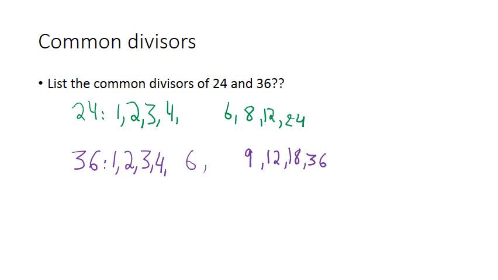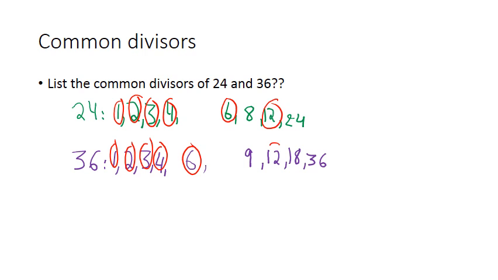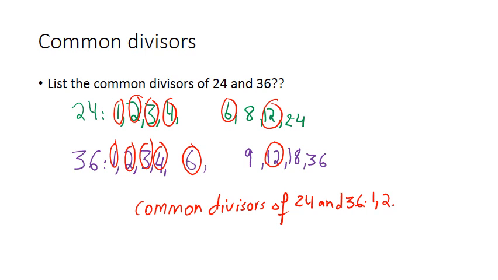Now I look at both of them. Okay? I have 1 in both, 2 in both, also 3, 4, 6, and 12. So what can I say? The common divisors of 24 and 36 are 1, 2, 3, 4, 6, and 12. Okay?